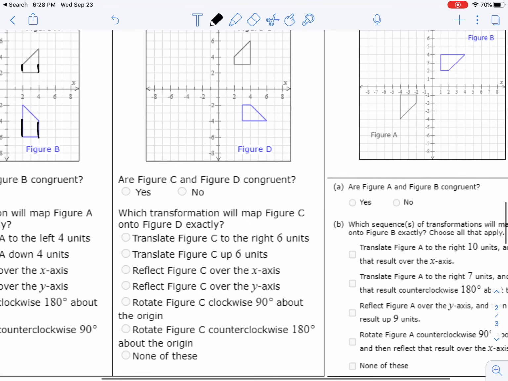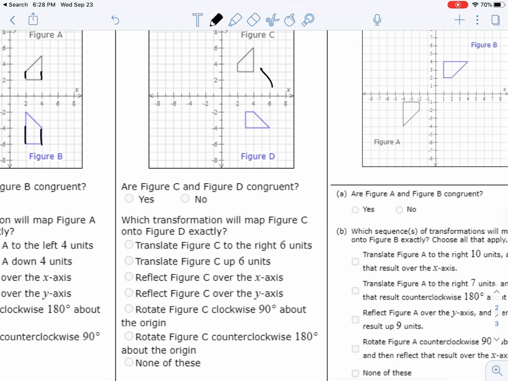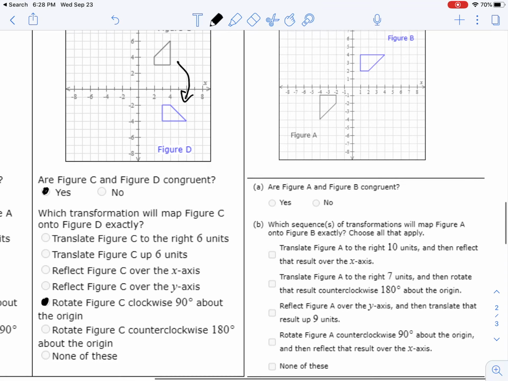Next one. This looks like a rotation. Again, I would say this is going clockwise because we can't go counterclockwise on this one, because if it was counterclockwise, again, it'd be 90 degrees, 180, 270, and I don't see a 270 down here anywhere. So I'm going to go clockwise, 90 degrees, and that's my final answer.